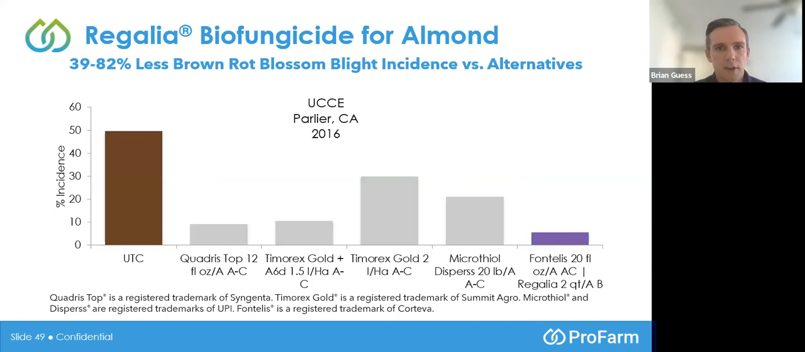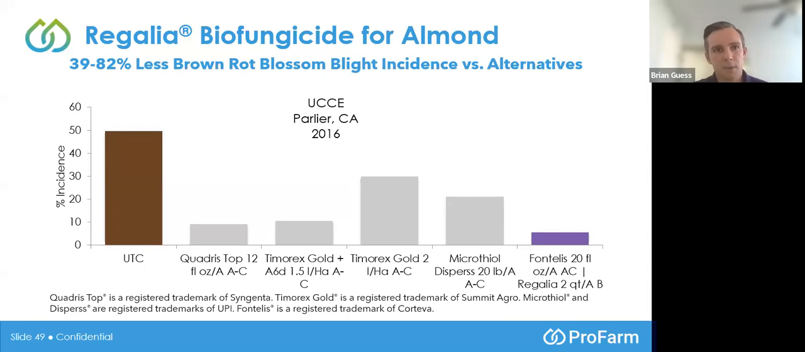And then moving on to our last data set, this is also in almonds. So this is going after blossom brown rot blossom blight. And the measurement we did was percent incidence in the field. And then scrolling all the way over to the far right, you can see the Fontelis, the very last treatment on the right-hand side. We did Fontelis at 20 fluid ounces per acre on A and C applications, and Regalia at 2 quarts per acre on the B application.